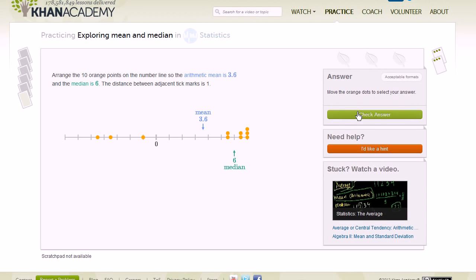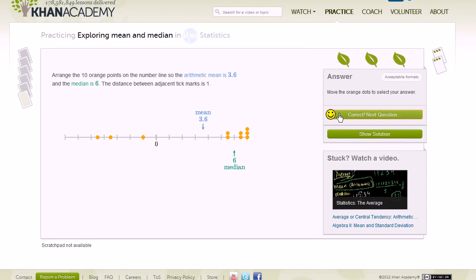So which of those numbers do you think is a better central tendency? I would say the median in this case, because these probably feel a little bit more outlier-like, at least in this situation, the way we've set up this distribution. Let's check the answer. Well, that's satisfying. Get the smiley face. And you also have hints here if someone has trouble with it. And they can actually show you maybe a different way to do it.